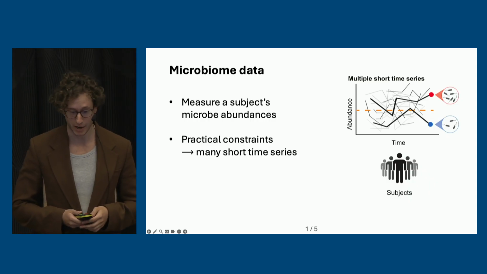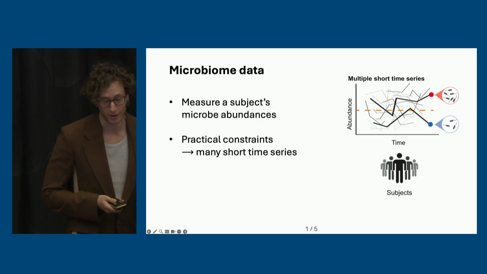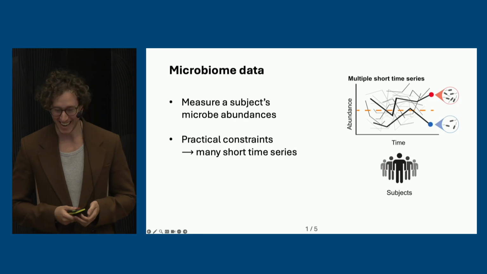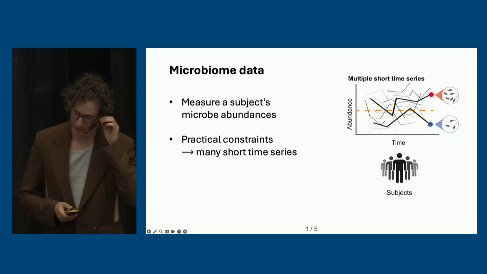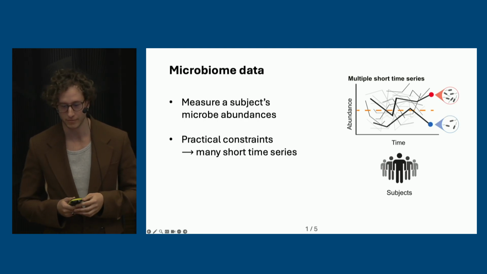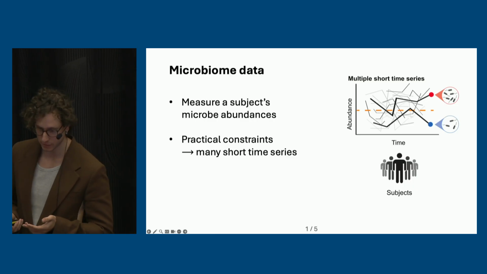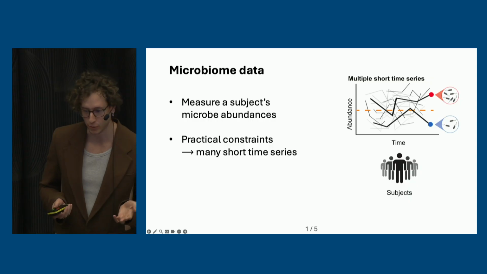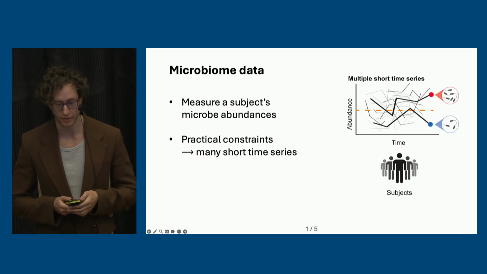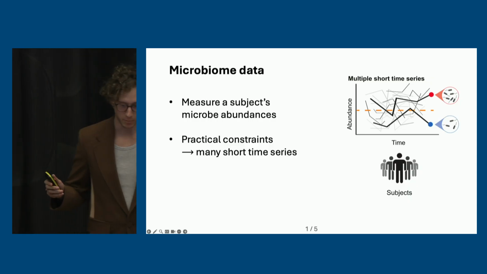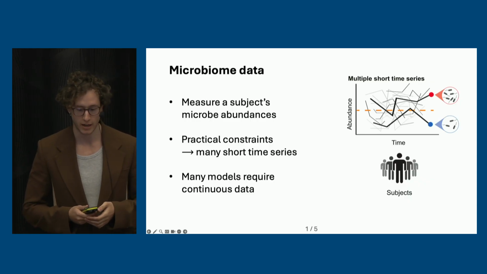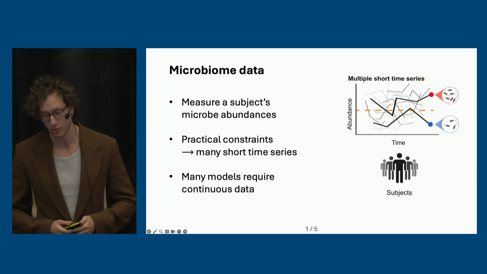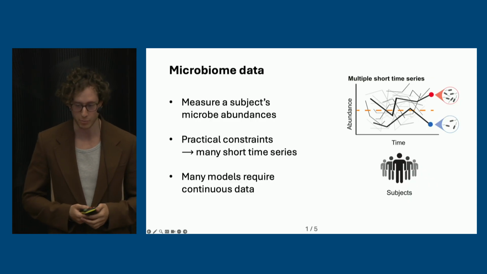As you can imagine, there are practical constraints for this because you can only convince people to donate so many times, and other ethical constraints. So we end up with a bunch of short time series consisting of a few time points each, or sometimes even just a single time point per individual. This is what we're looking at in the figure. We often have many subjects, but many short disjoint time series. And a lot of the models that work with this data, like a lot of dynamical models, require continuous data. So this poses a bit of a problem.